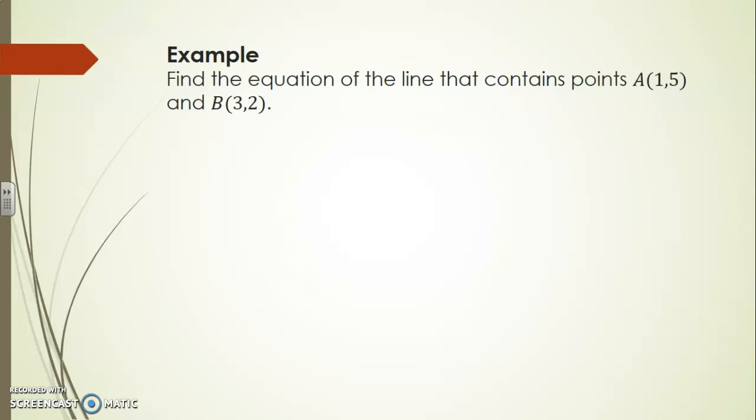Here's an example where we'll find the equation of the line that contains point A, 1, 5, and B, 3, 2. First, we'll use an approach leading to the canonical form, y equals ax plus b.